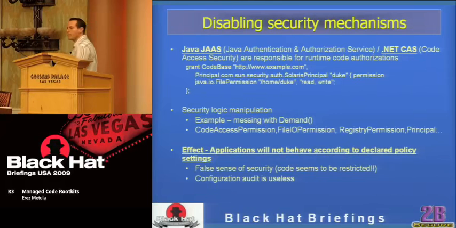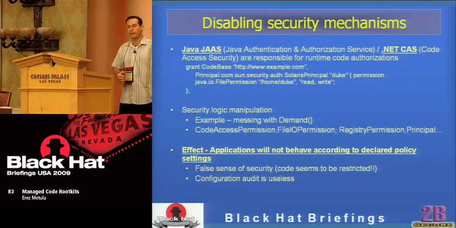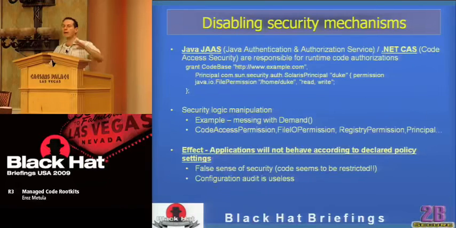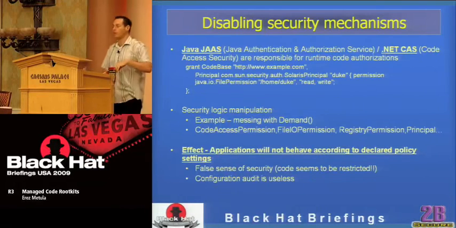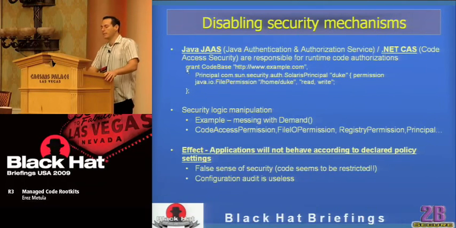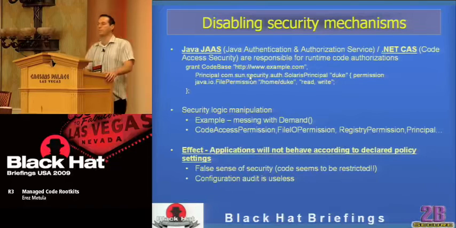And the last scenario, now we're talking about disabling security mechanisms. And now we're talking about code access security. This is like an access control list, ACL, the same as the operating system has ACLs for processes. Now we're talking about ACLs at the application level for pieces of code. In Java, it's called JAAS, Java Authentication and Authorization Service. In .NET, it's called CAS, Code Access Security. It looks something like this. This is the declaration of security of some piece of code.